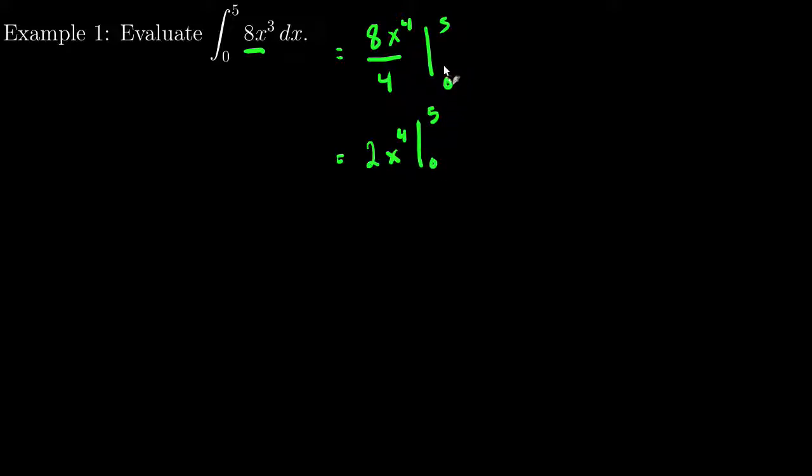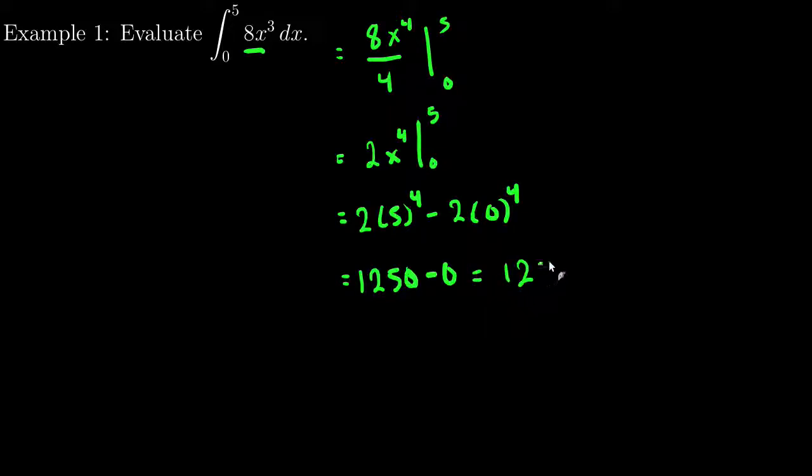I recommend reducing as much as possible, as early as possible, because that'll make the later computation easier. But you could have done it here and reduced at the end. It just wastes you some time. So I put in the 5, so 2 times 5 to the 4, minus 2 times 0 to the 4th. 5 to the 4th is 625, times 2 is 1,250. 0 to the 4th is 0, times 2 is 0. So my answer is 1,250.